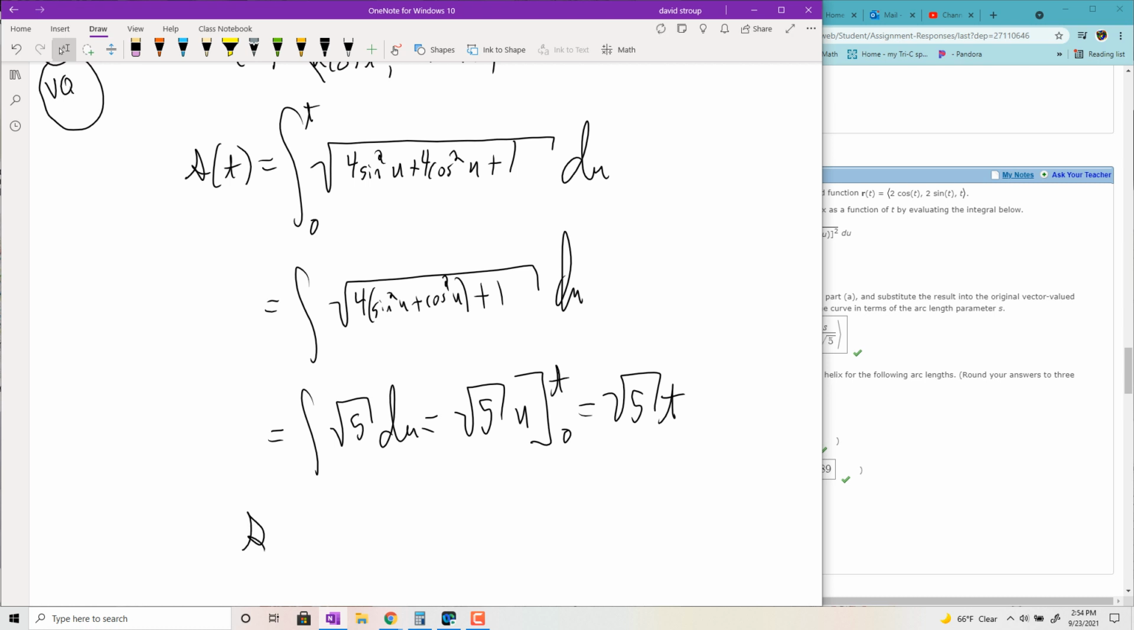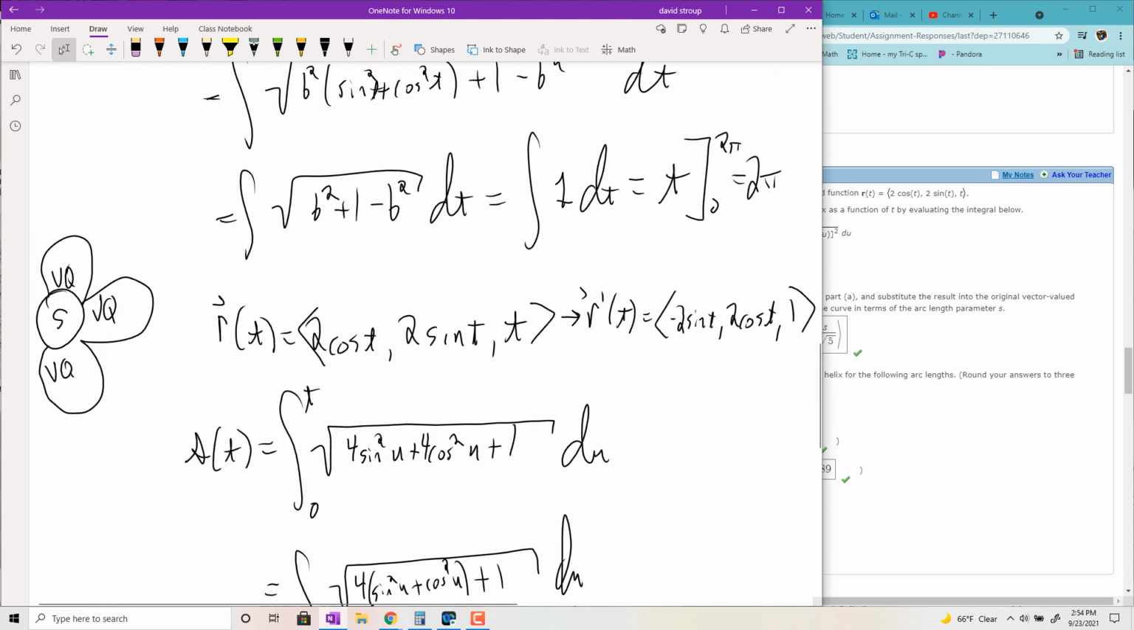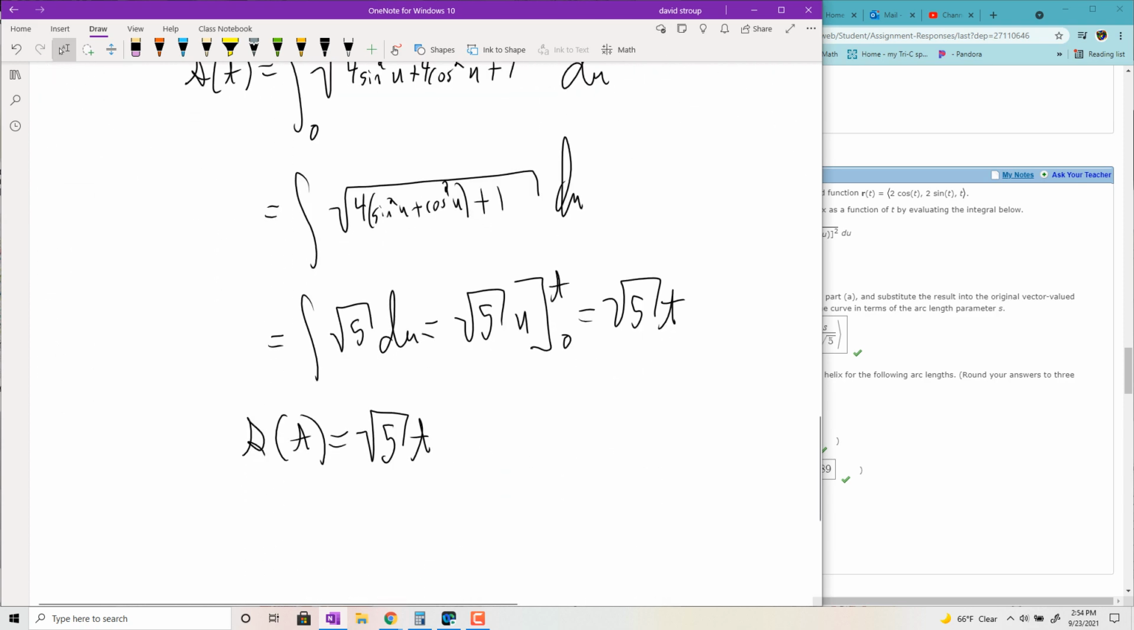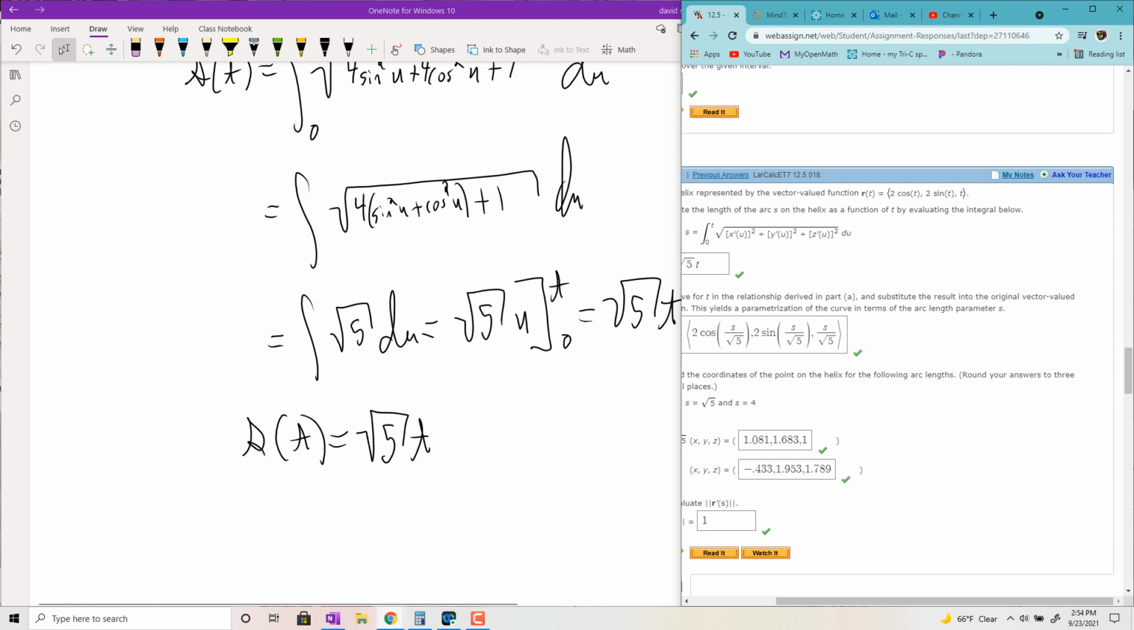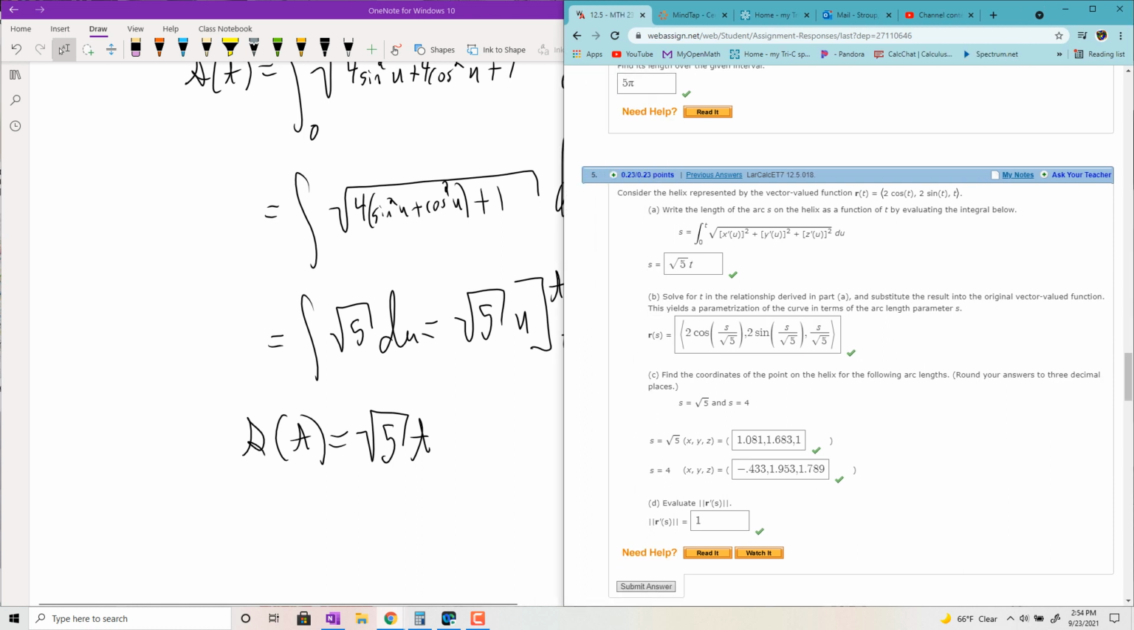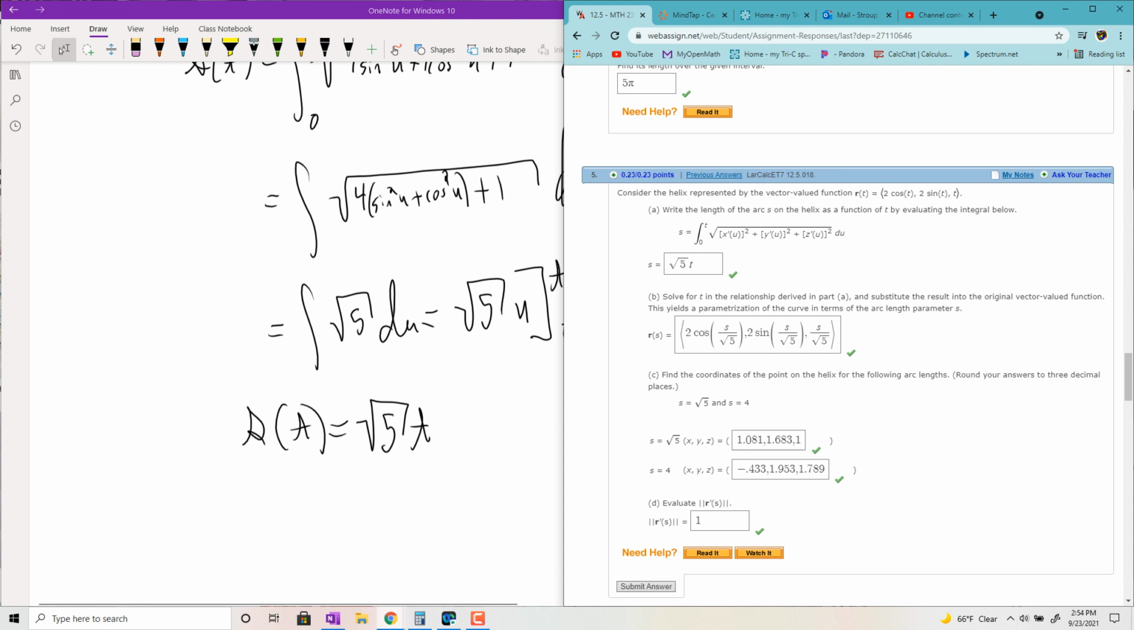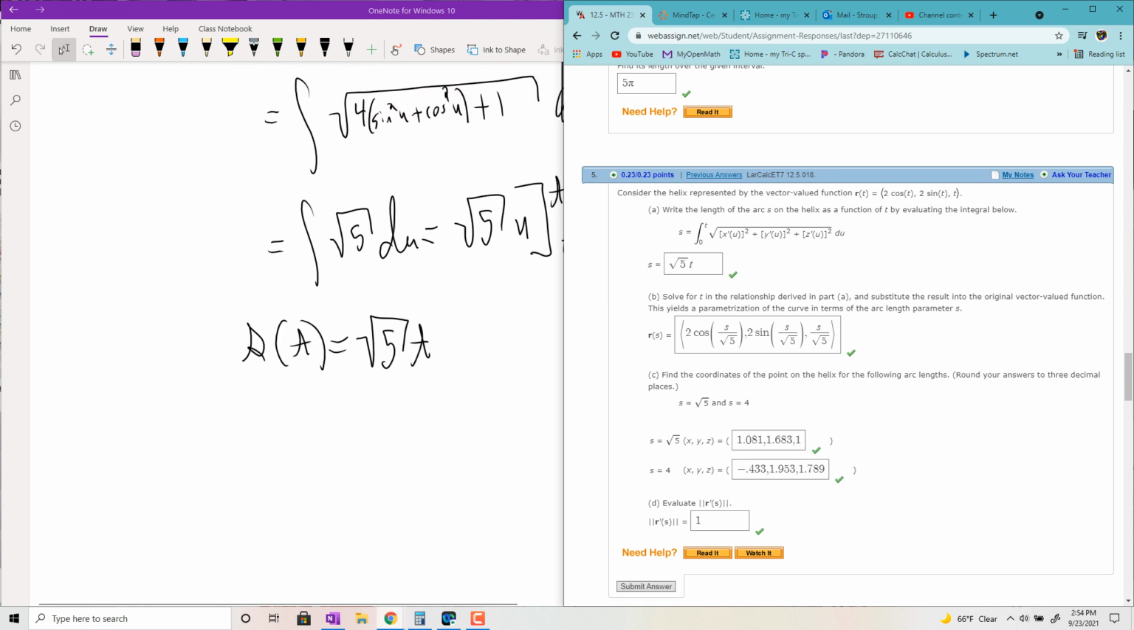So what you end up with is a formula for arc length in terms of t. So S of t in particular equals square root 5t. That thing, the square root 5t, we can then plug back into the original function and have an R of S formula. Okay. So in part B, that's what they want you to find. They want you to solve for t. I've kind of done that. I'm going to solve for t.